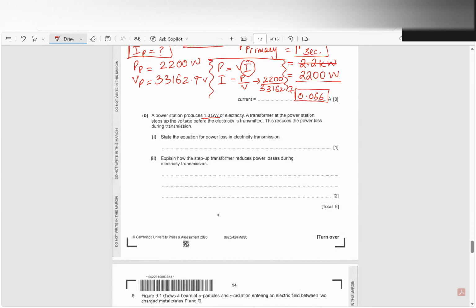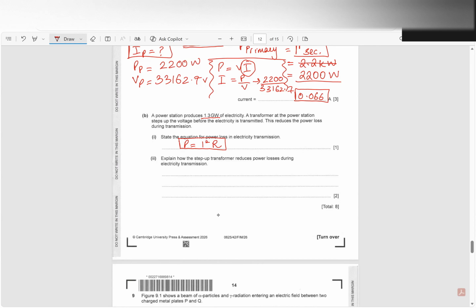You see, we have around 3 equations of power. For example, P is equal to V into I, the one we used right above. P is equal to V squared divided by R. P is equal to I squared R. We're going to use P is equal to I squared R. And remember, this is the equation which is used specifically for power losses.